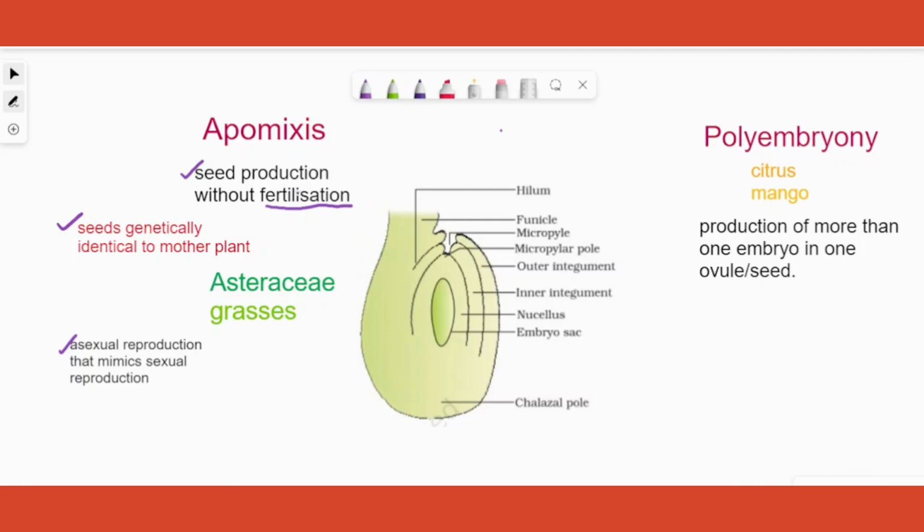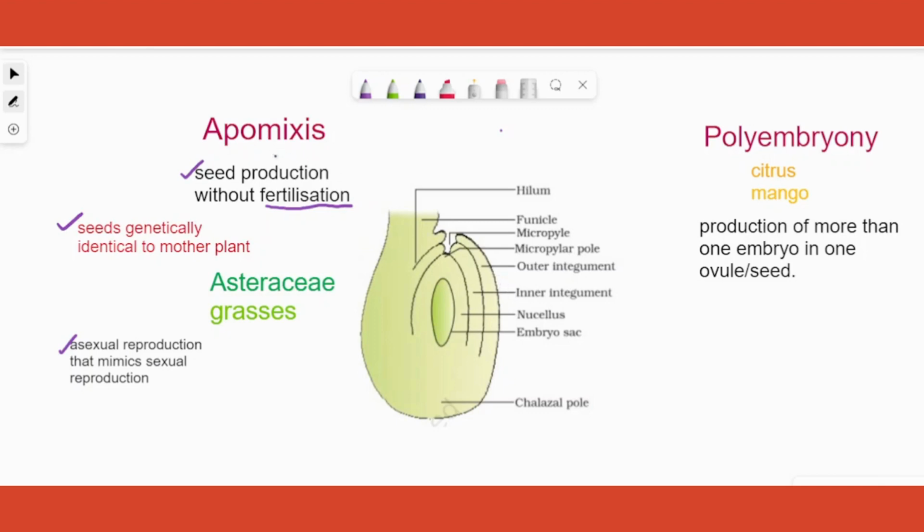So it means seed production without fertilization, seen in Asteraceae and grasses. The seeds that are formed are genetically identical to the mother plant. Please note that down. And how do you define it? Asexual reproduction that mimics sexual reproduction, production of seed without fertilization. All that is fine, I think you will write it. Let's understand the whole process.